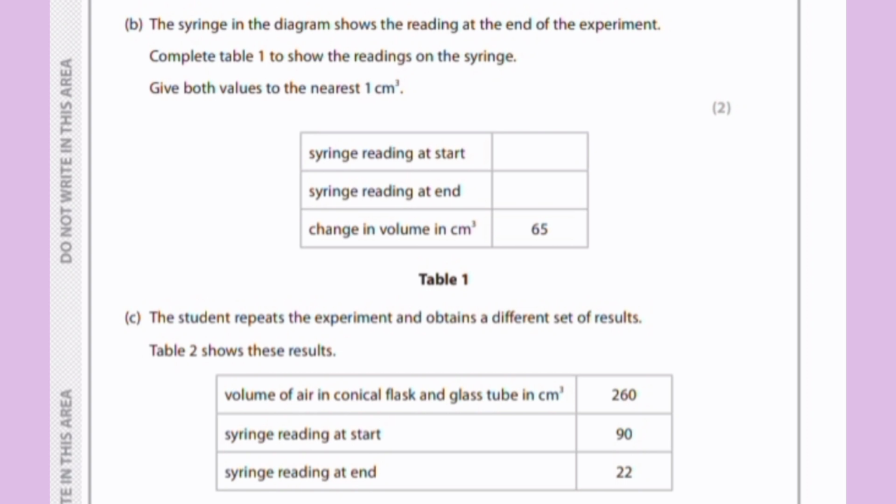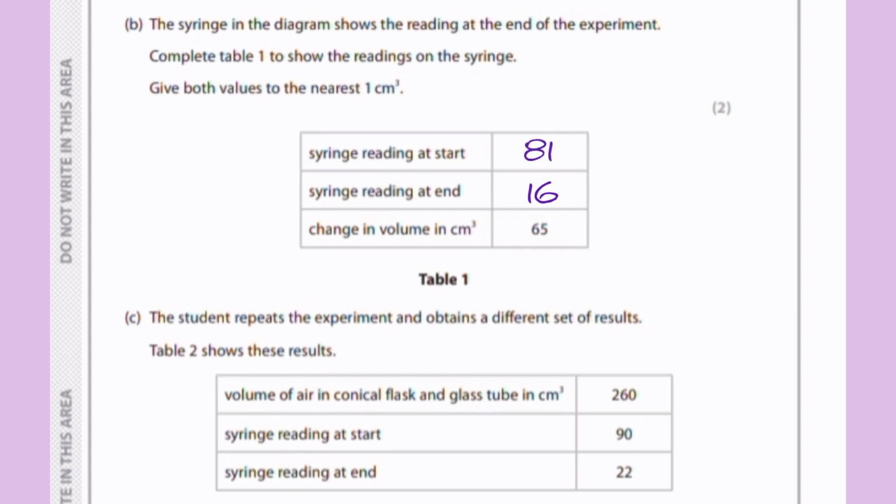In this table, they have already given us the change in volume in cm³, which is 65. And as they have stated in the question that the diagram shows the reading at the end of the experiment, if you look back at the diagram, you can see that it shows a reading of 16 cm³. To find the syringe reading at start, we have to add 16 and 65, which gives us 81.